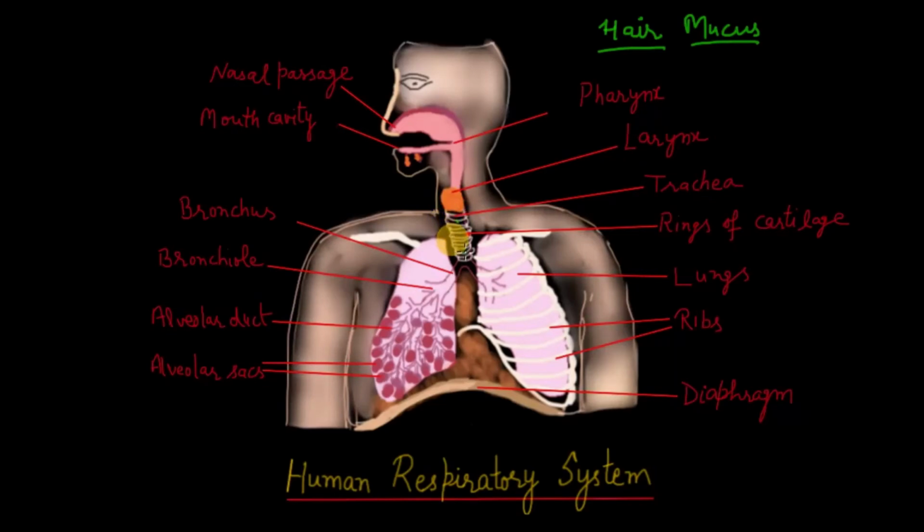So from the trachea, this passage then branches further into the bronchus, left bronchus and right bronchus, which further branch into bronchioles, and then further branching occurs into alveolar ducts, and finally it ends up with sac-like or balloon-like structures which are known as alveolar sacs or alveoli. Singular is alveolus, plural is alveoli. So air enters inside the alveolar sacs.